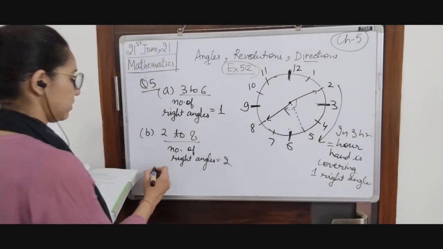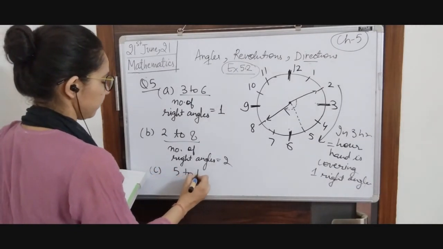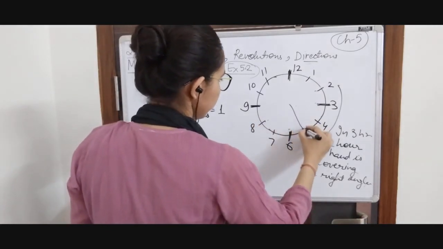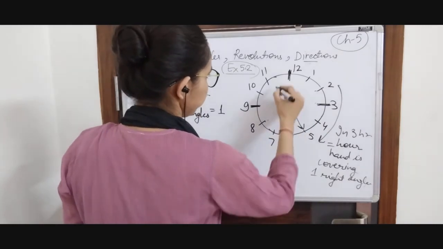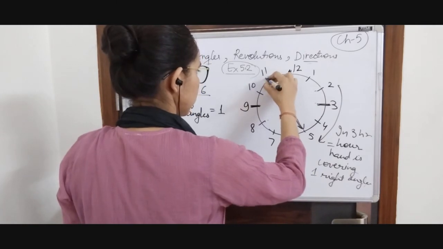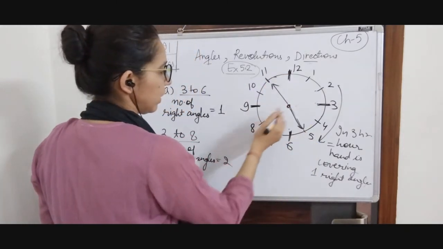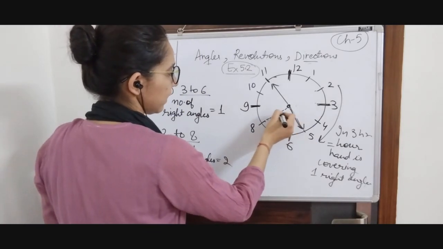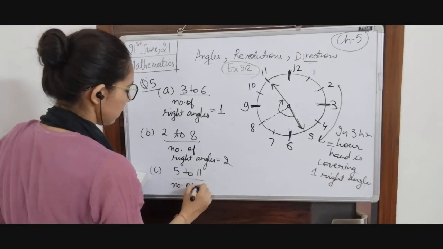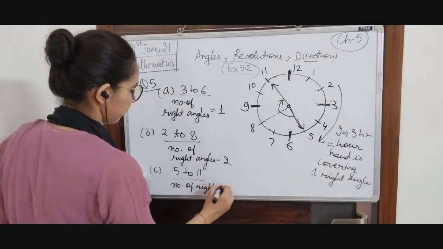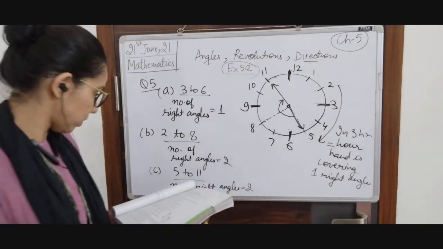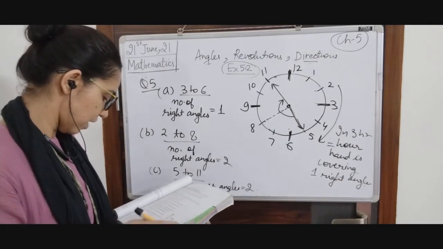Similarly, C is 5 to 11. We were at 5 and then we reached 11. From 5, after 3 hours, one right angle. Then after 3 more hours, the second right angle. So the number of right angles will be equal to again 2. Similarly, we can do the E and F parts.